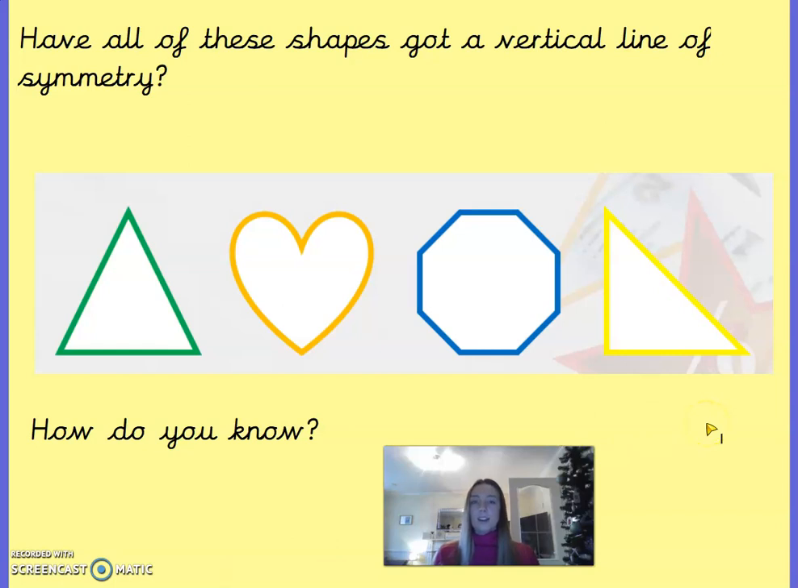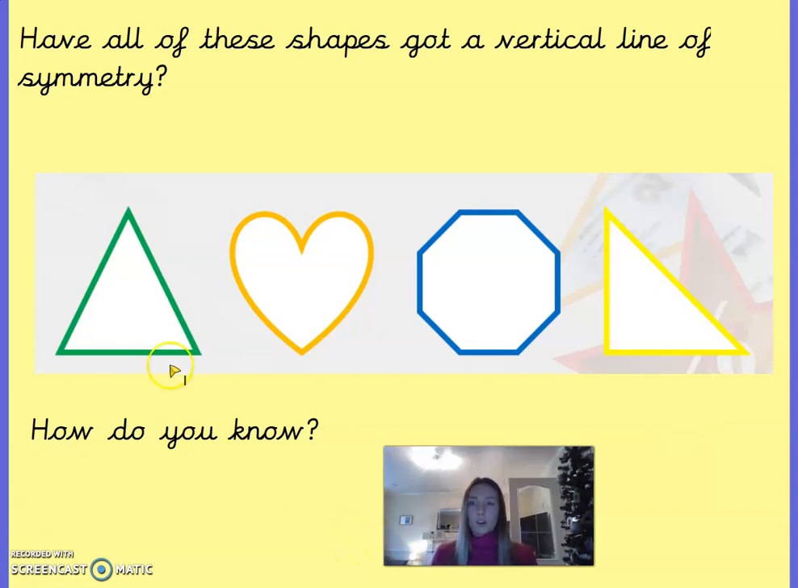Next, let's have a look at these shapes. Do all of these shapes have a vertical line of symmetry? I'd like you to pause the video and have a look at these 4 shapes. Which ones have got a vertical line of symmetry and which ones haven't, and how do you know?